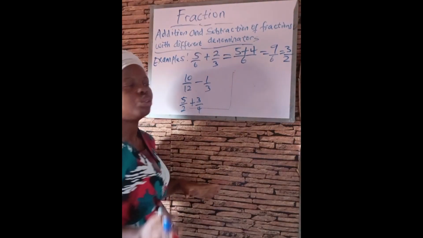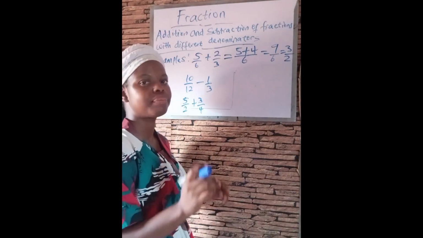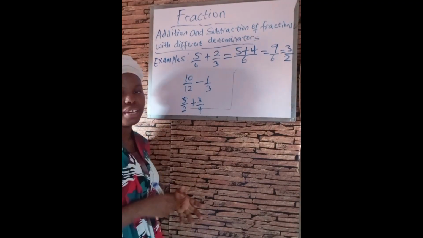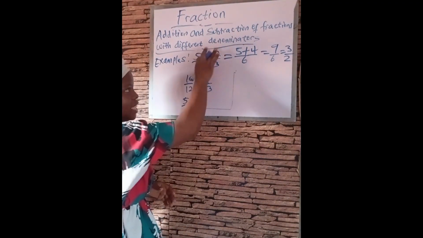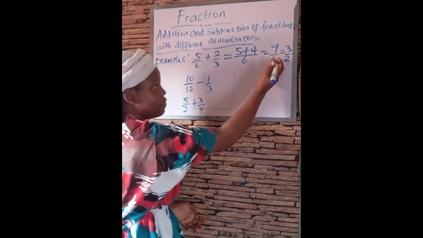So that's how you add fractions with different denominators. You look for the LCM first, the LCM of their denominators. Then you convert each fraction. Then you apply the operation that is there and simplify if necessary.